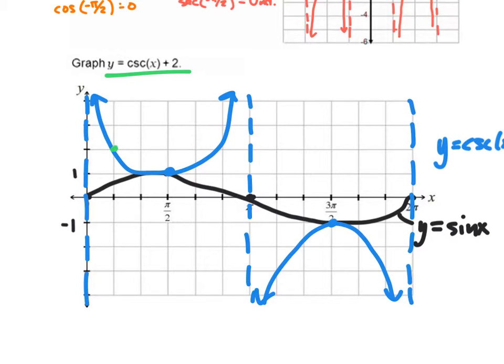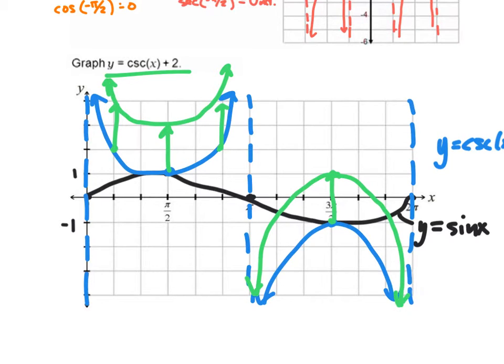I would just move all these points up 2 units. Okay? Same thing down here. I'd move these points up 2 units. All right? And then I could just graph that function. And that's how we'd graph that. Okay? So always think about your regular sine graph, regular parent function, and then change them accordingly.